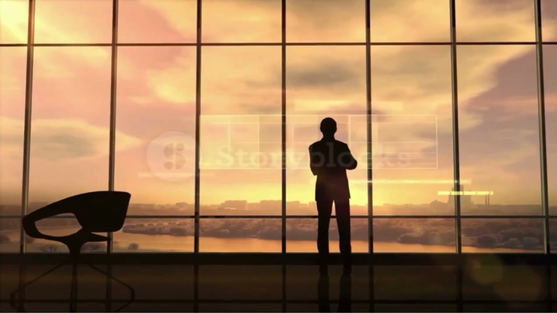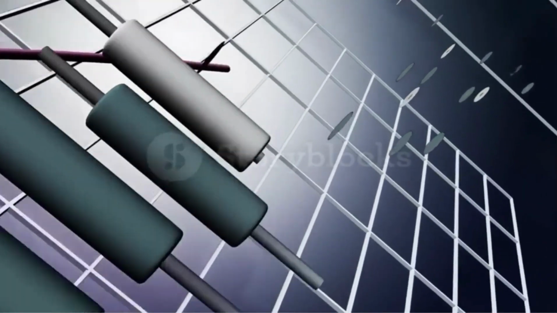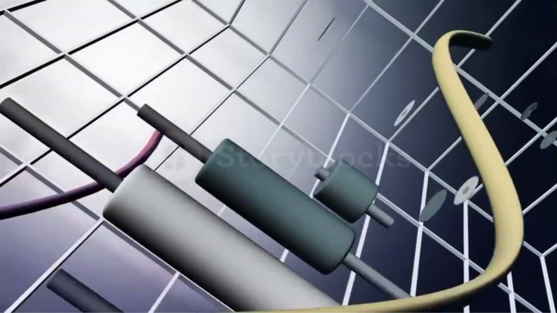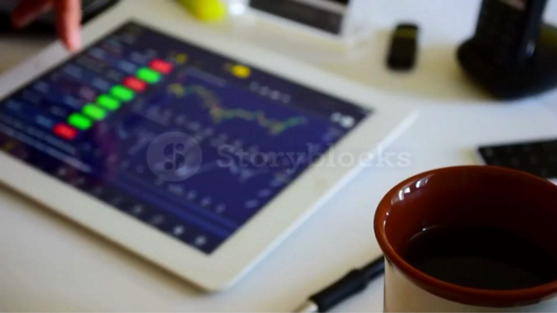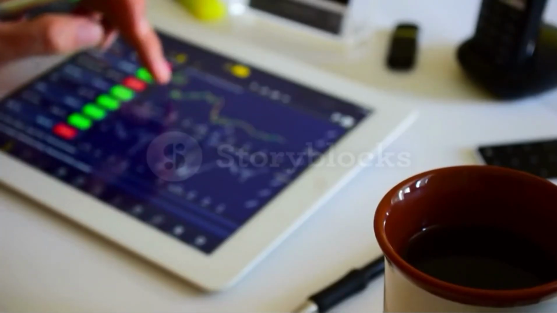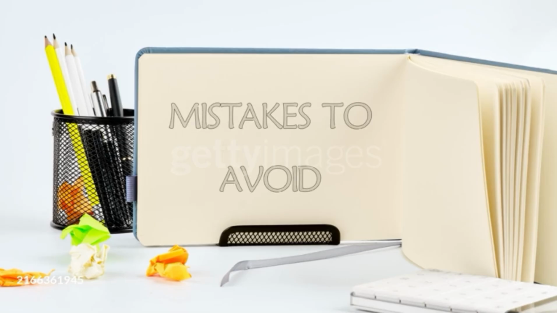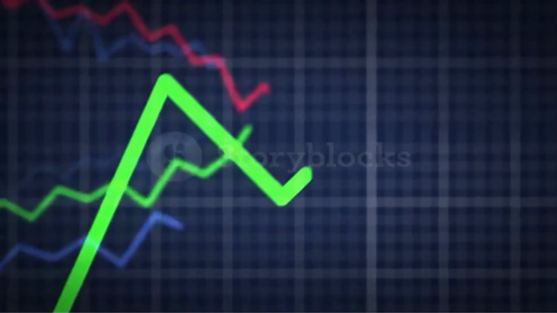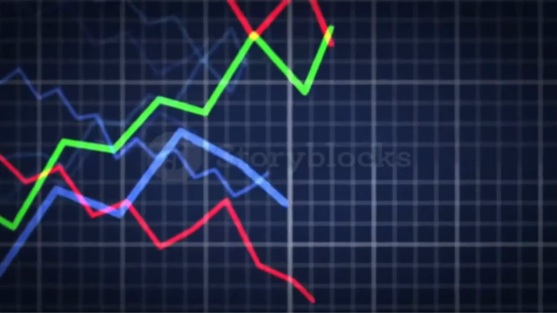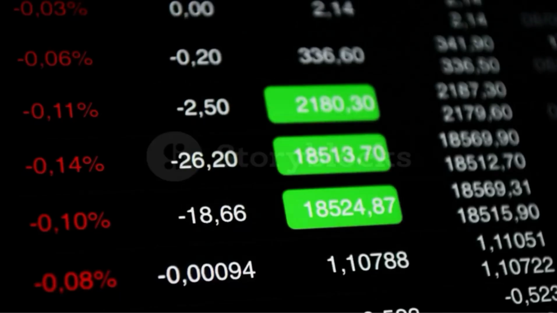Section 7. Common mistakes to avoid. Let me quickly cover some common mistakes beginners make with support and resistance. The first mistake is treating support and resistance as exact price points rather than zones. As we discussed, these are areas, not precise numbers. Give the price some room to breathe around these levels. The second mistake is ignoring the time frame. A support level on a daily chart is much more significant than a support level on a 5-minute chart. Always pay attention to which time frame you are looking at.